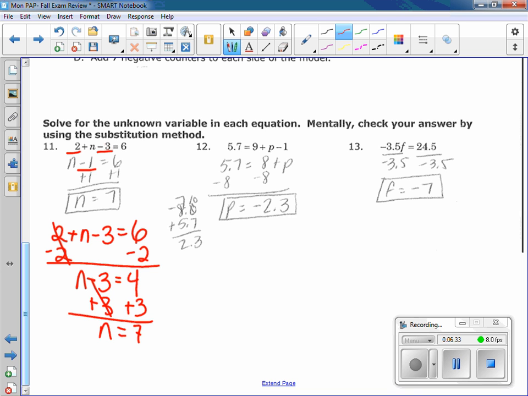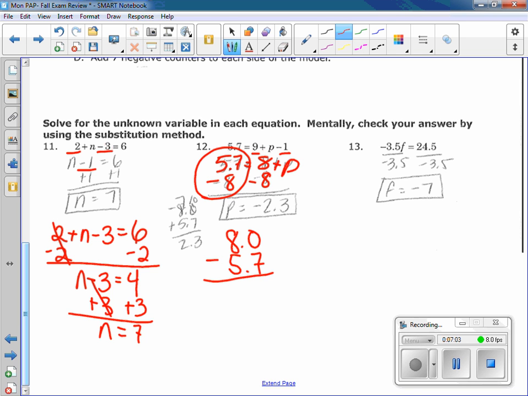I also did want to point out on number 12, several people made a mistake on this because we had 5.7 equals, and when we combine, we get 8. But we are subtracting 8 from both sides, which means we're dealing with integer rules and decimals at the same time. So you can't do 5.7 minus 8, so you have to think about that as far as your integer rules. You should be doing 8 minus 5.7 and then worrying about whether it's positive or negative at the end.